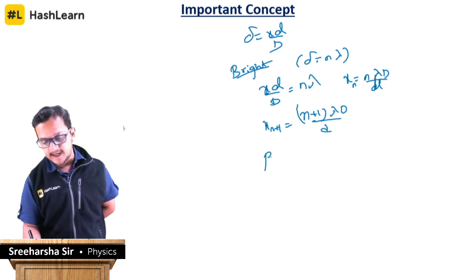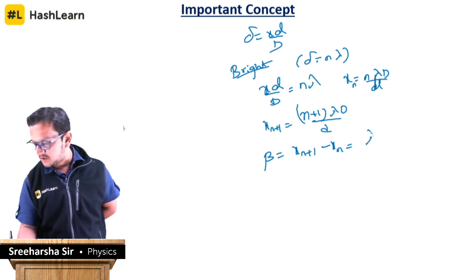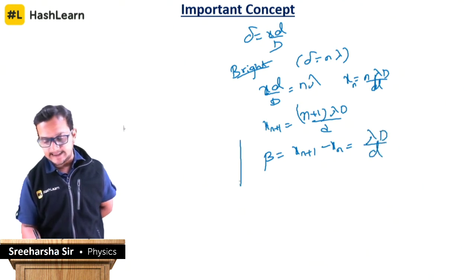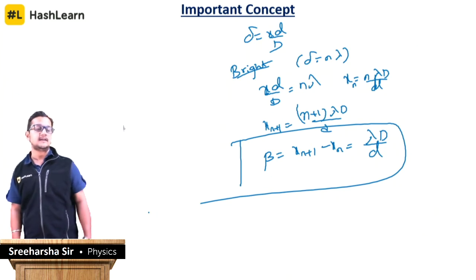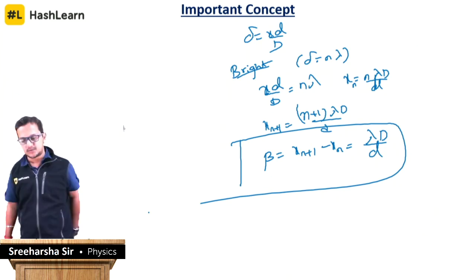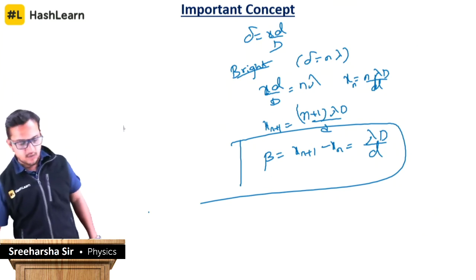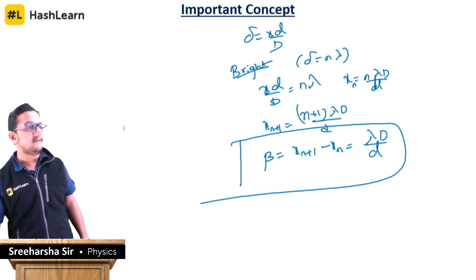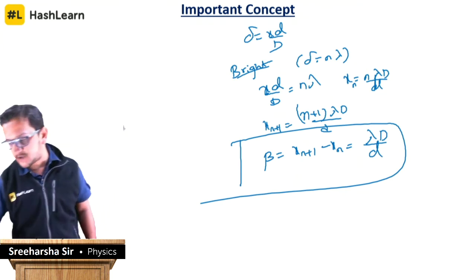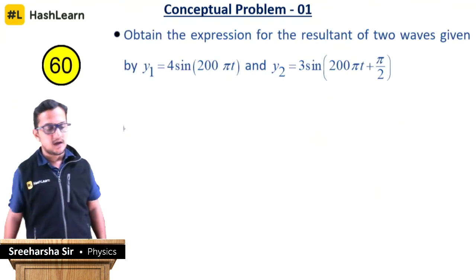If you subtract, you will get beta, the fringe width, which is equal to lambda D by d. So this is the expression for fringe width, which you have to remember, students. Now with this, we are good to solve the problems. Let us go to the first problem, which is on the screen.